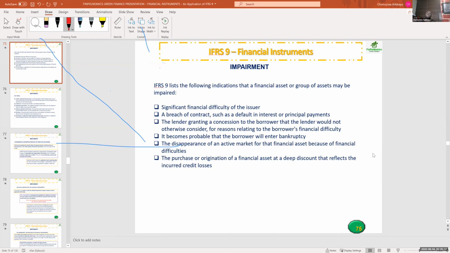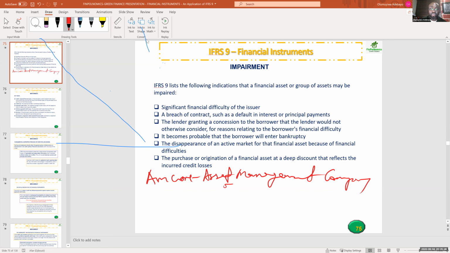I believe we are aware of AMCON. AMCON is Asset Management Company of Nigeria. Now, AMCON is known as a bad bank. Have you heard of a bad bank before? Asset Management Company of Nigeria. And AMCON is synonymous to what?